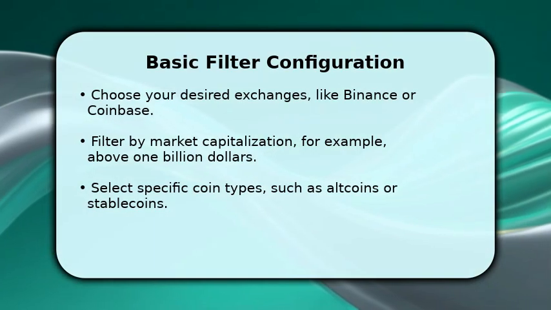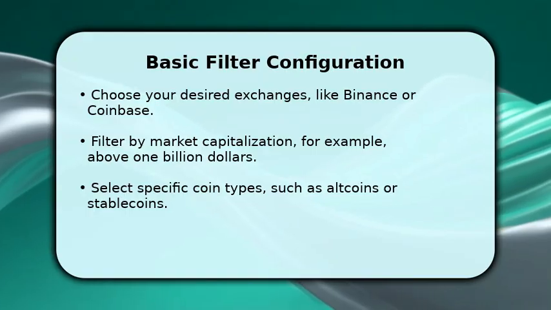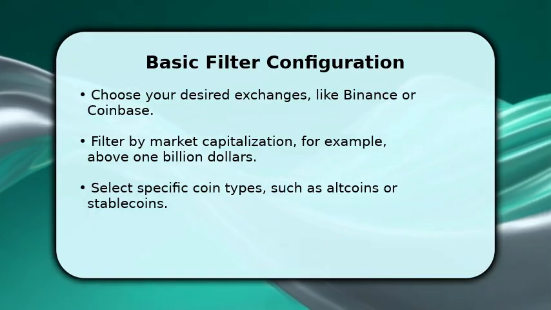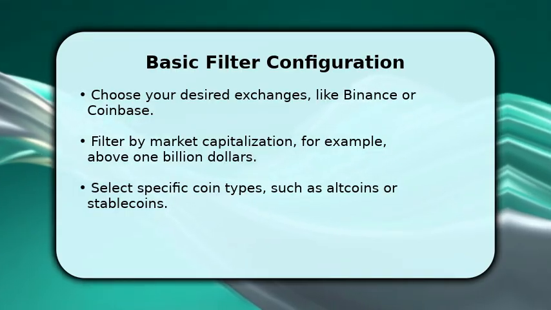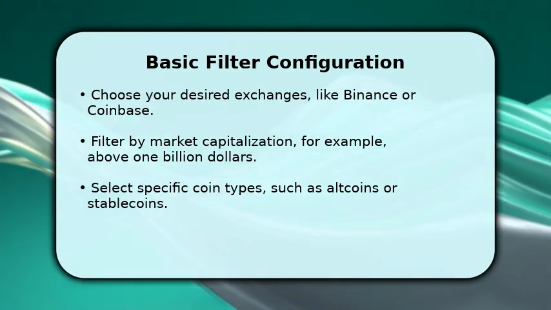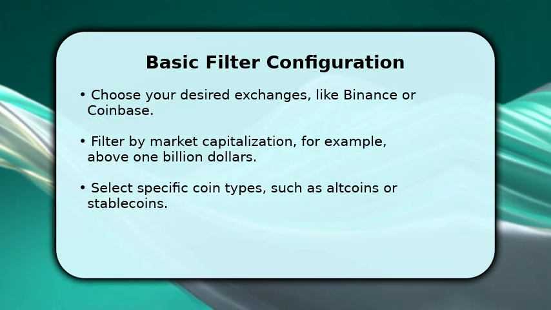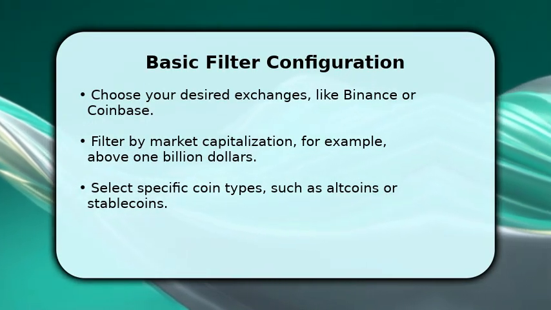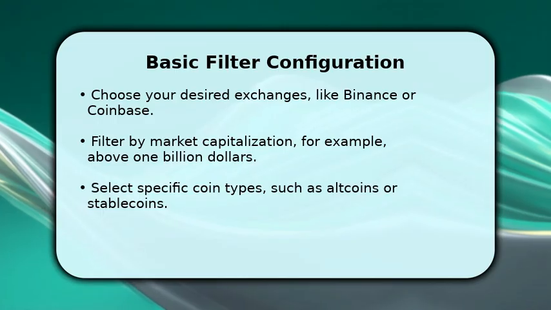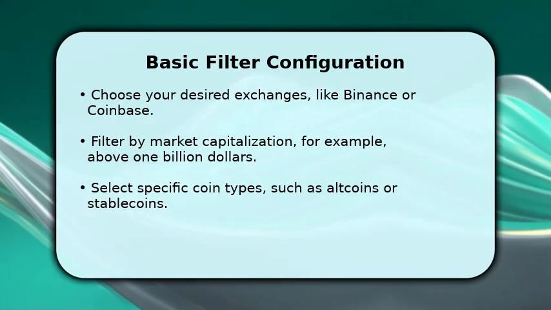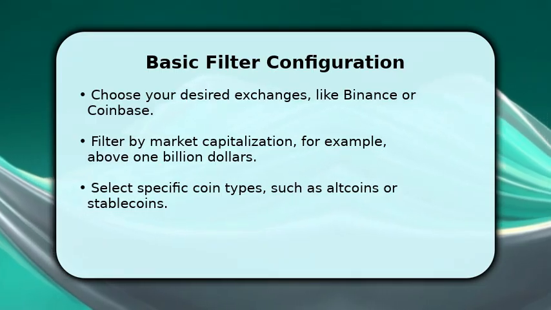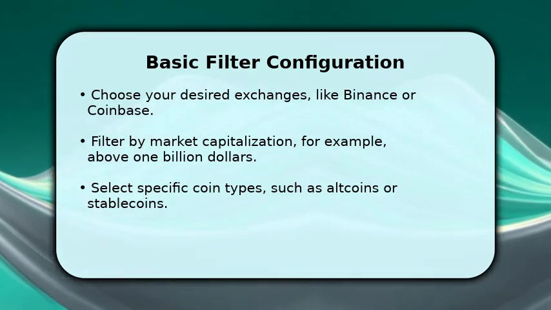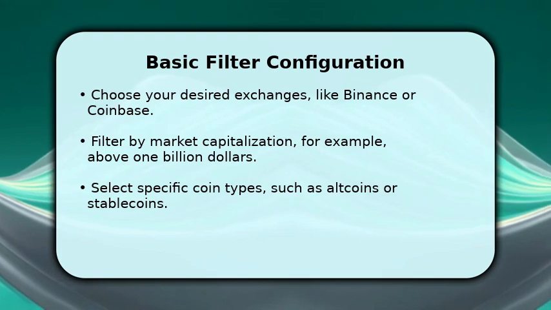Now that you've accessed the screener, let's configure some basic filters. You can choose specific exchanges like Binance or Coinbase to focus your search. Next, filter by market capitalization. For example, you might look for coins with a market cap above $1 billion. You can also select specific coin types, such as altcoins or stablecoins, to refine your initial selection. This helps you narrow down the field significantly.